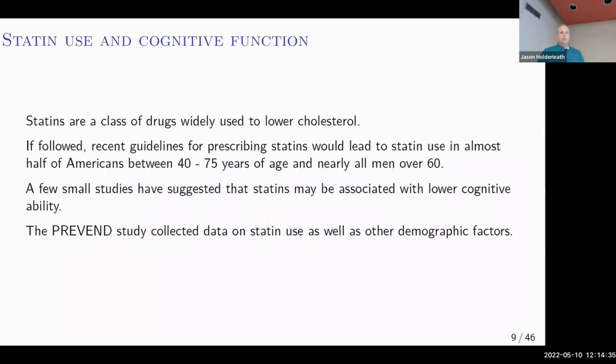Okay, so the example here is that statins are a class of drugs widely used to lower cholesterol. If followed, recent guidelines for prescribing statins would lead to statin use in almost half of Americans between 40 and 75 years of age, and nearly all men over 60. A few small studies have suggested that statins may be associated with lower cognitive ability. And there's a study here that collected data on statin use as well as other factors.